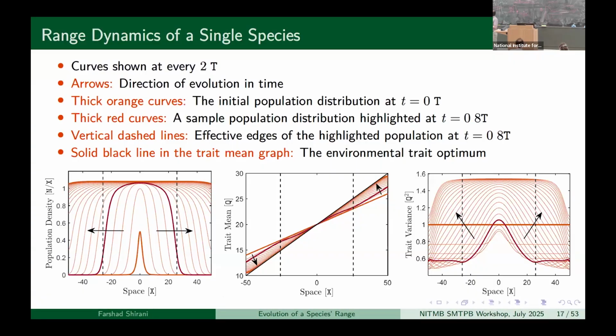Now, if I want to show you some typical range evolution that we see for a single species, if we initialize the population by this orange curve, it's going to establish itself to the carrying capacity and then expand in the form of a traveling wave. And if you have a trait optimum, which is shown by this black line, then the population is also going to adapt to that trait optimum gradually.